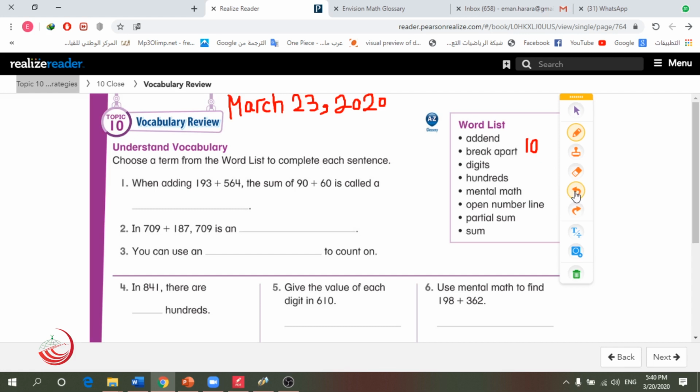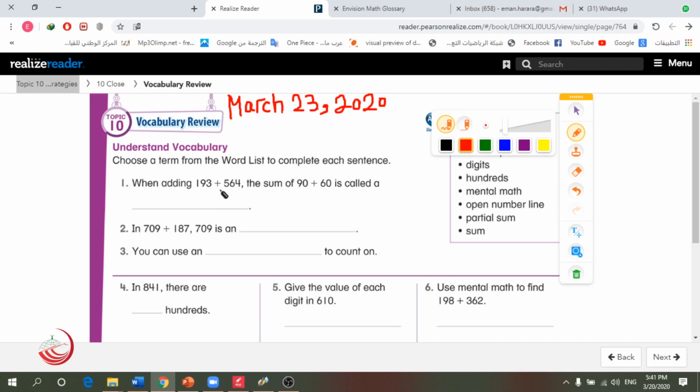So now let's see the other word, which is digits. Now, what is the meaning of digits? Digits mean the number of the numbers here. Now here I have 1, 2, 3. How many digits do I have in this number? 3 numbers, 3 digits. So 193 and 564, they have 3 digits. But look at 90. How many digits does it have? 2. Excellent.